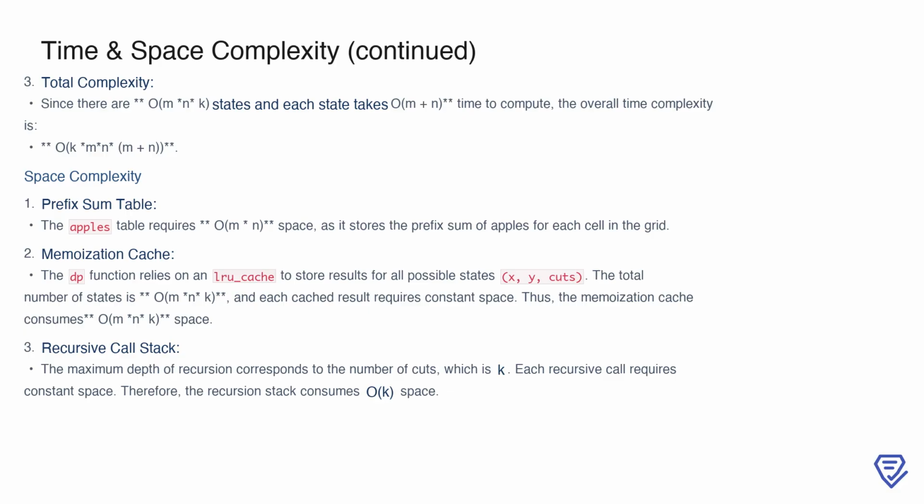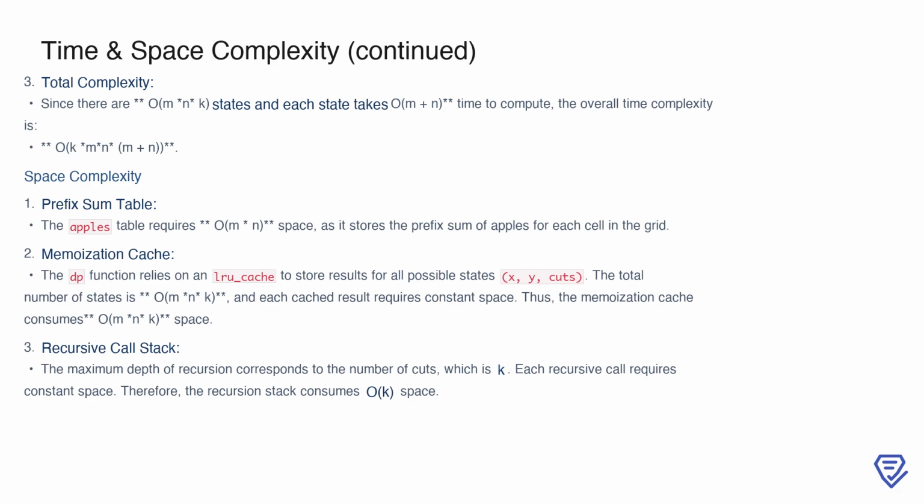This results in an overall time complexity of O(k*m*n*(m+n)). Moving to space complexity, the first major contributor is the apples prefix sum table, which requires O(m*n) space to store the apple counts for each cell.